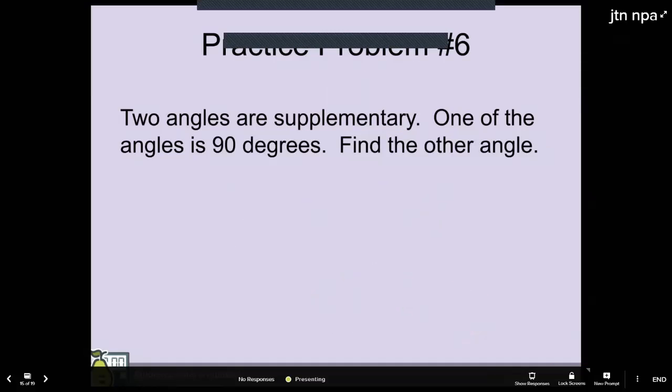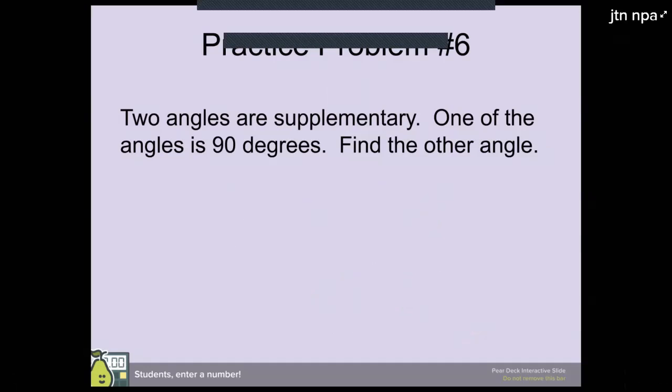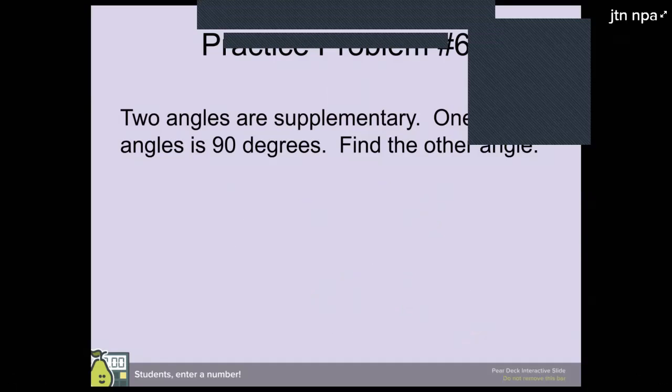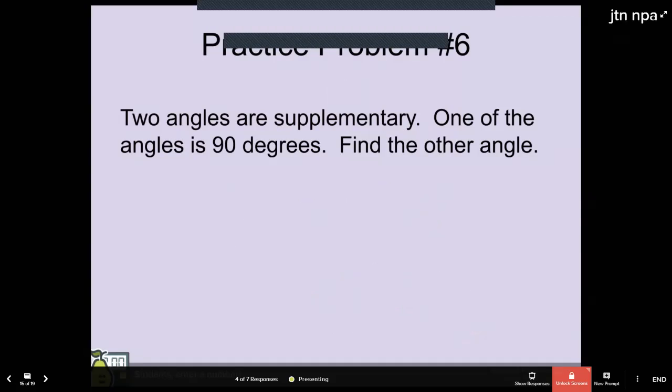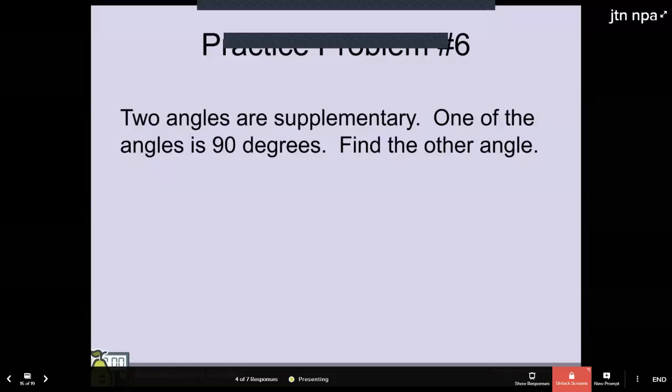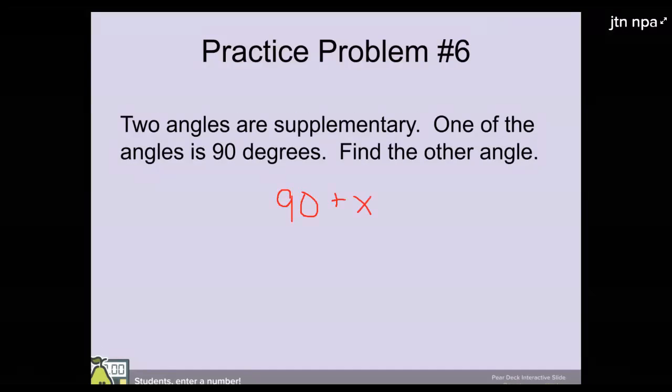All right, two angles are supplementary. One of the angles is 90 degrees. Find the other angle. All right, let's take a look. So the majority of you said 90, and that's correct. Supplementary, we're aiming for 180. So 90 plus x, because we don't know the other angle, equals 180. You can subtract the 90. And we would get that x equals 90.